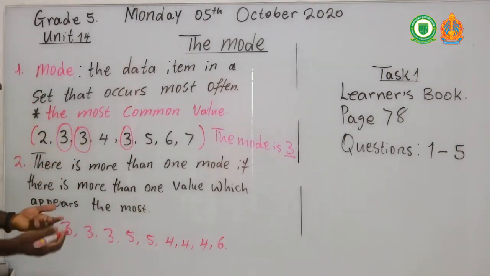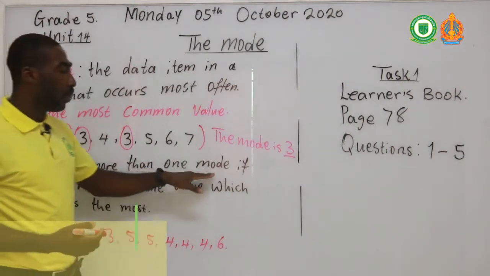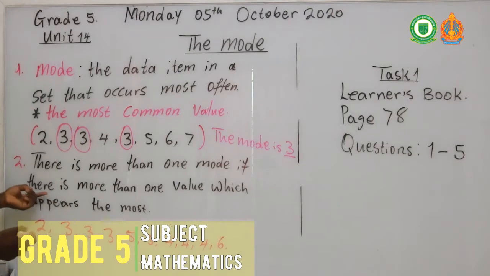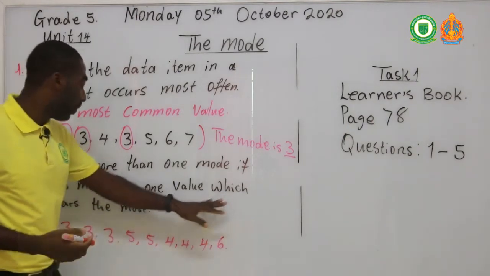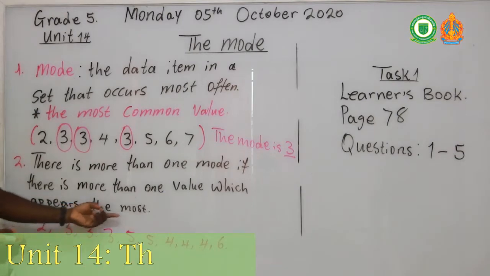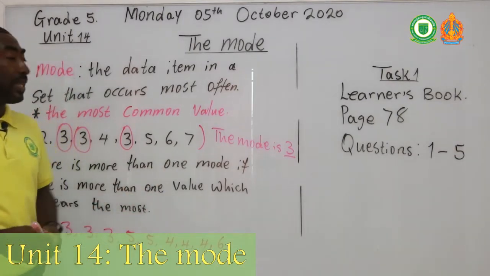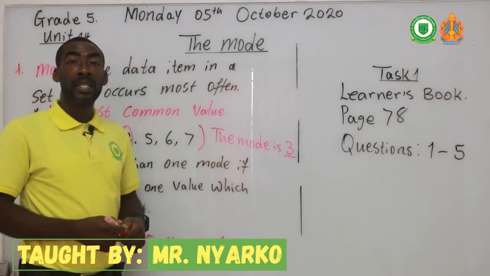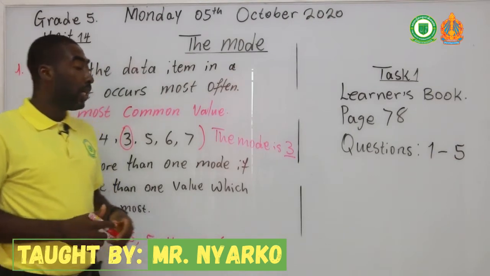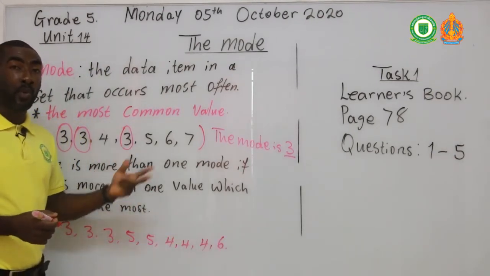Again, it goes on to explain that there is more than one mode if there is more than one value which appears the most. So what is it saying? What it's saying is that it's not always that you will get just a single digit or a single item as your mode. There could be a situation whereby you can get more than one mode.